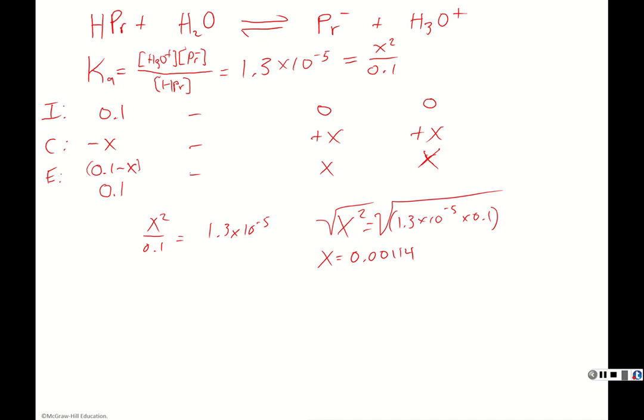That means that would be the concentration of both our conjugate base, Pr minus, and our conjugate acid, H3O+. The one we're really concerned with usually is the H3O+, because that's what's going to give us a pH. So the H3O+ concentration would be 1.14 times 10 to the minus 3 molar. And if we wanted to, we could just take the negative log of that and calculate a pH.